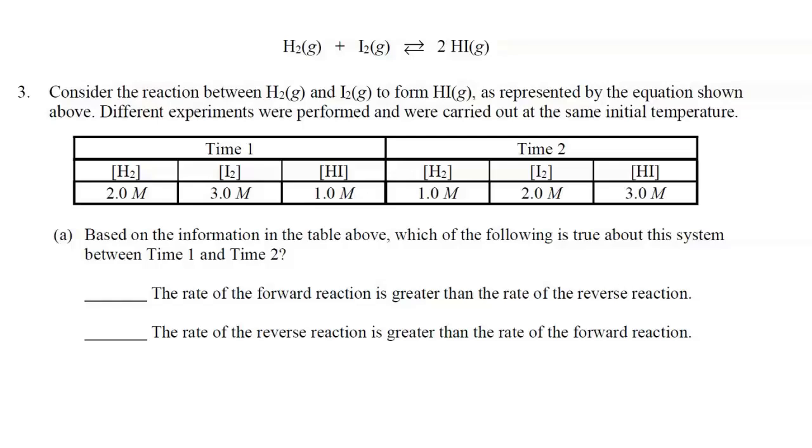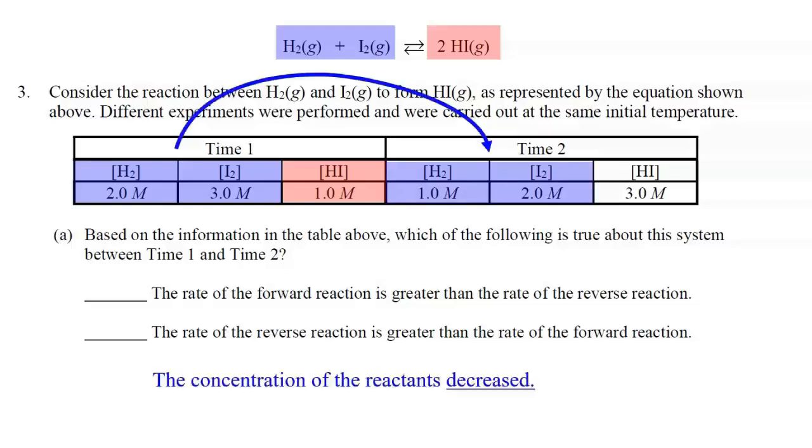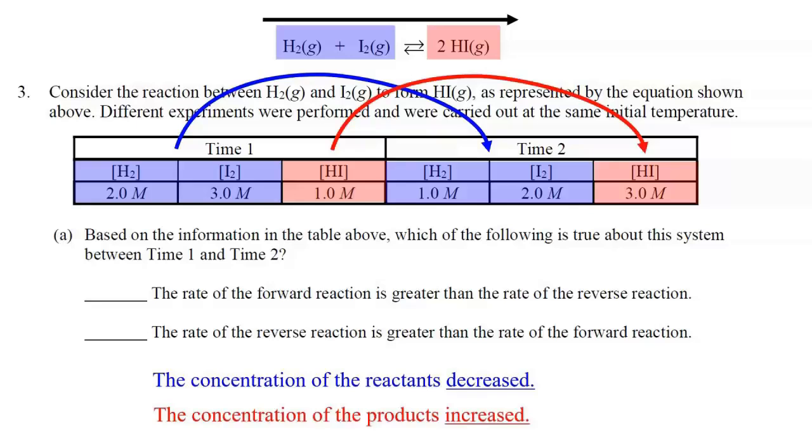So we have a table with time 1 and time 2. Now the reactants are hydrogen and iodine, and so those concentrations at time 1 are 2 molar for hydrogen and 3 molar for iodine. The product is hydrogen iodide, or HI, and the concentration at time 1 is 1 molar. Now let's see what happens when we go from time 1 to time 2. So the reactants went from 2 molar and 3 molar to 1 molar and 2 molar. So the concentration of the reactants decreased, and in that same time interval, the concentration of the product, HI, increased from 1 molar to 3 molar. So therefore, we have a net conversion from reactants to products in this time interval. Therefore, the rate of the forward reaction is greater than the rate of the reverse reaction.